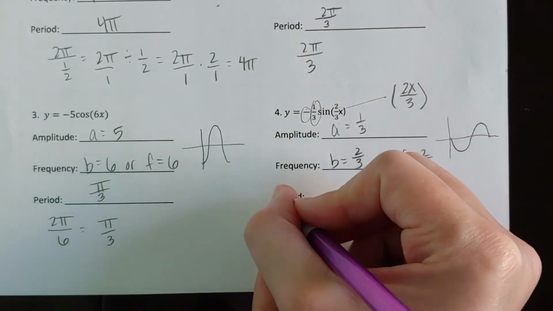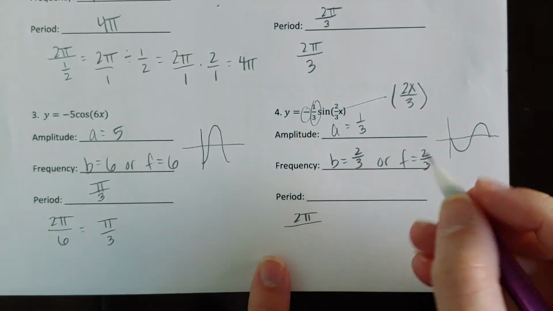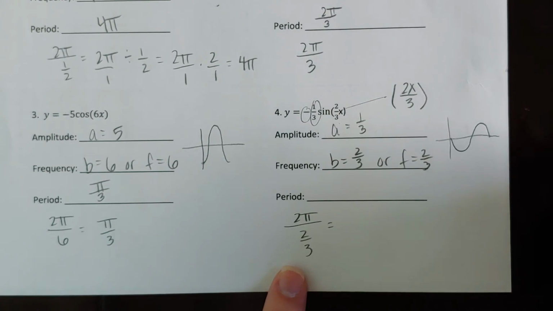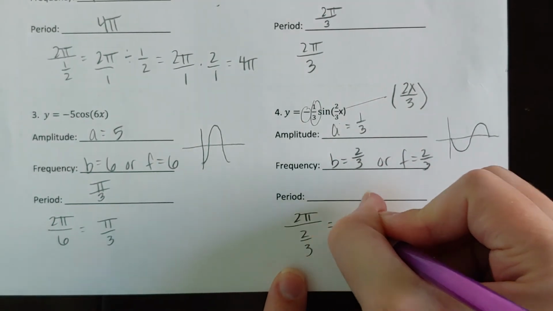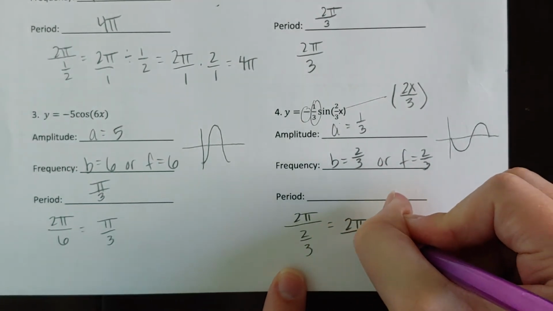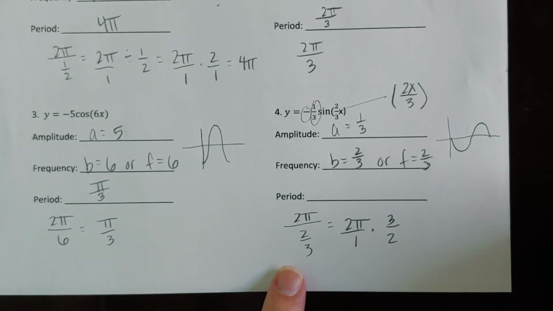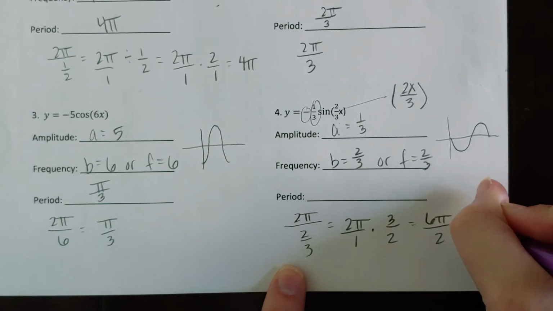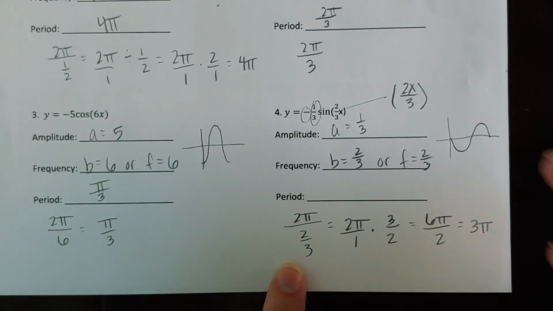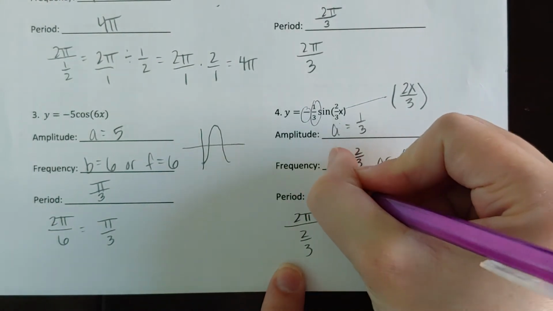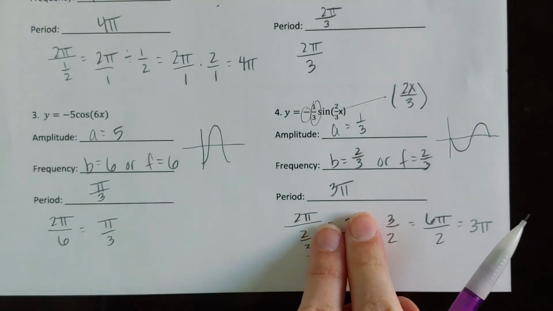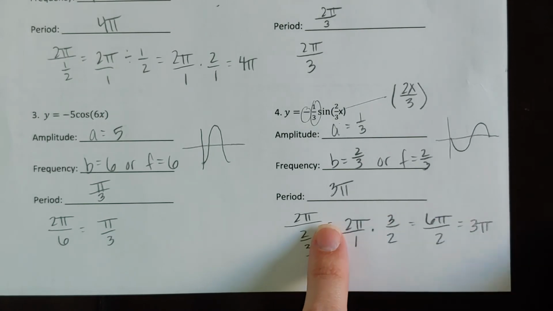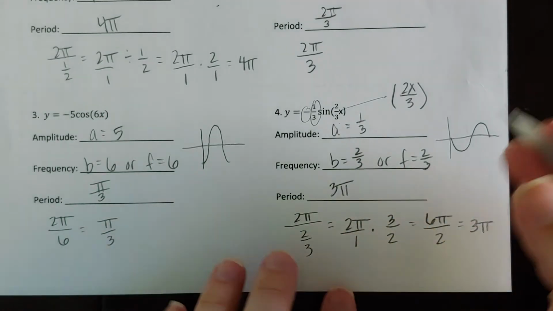And then the period is always 2 pi divided by the frequency. So 2 pi divided by 2/3. So we would flip that second fraction. So this is essentially 2 pi over 1 times 3 over 2. So this is 6 pi over 2, which is 3 pi. So what this means is that it takes 3 pi units across until you get one complete sine curve.